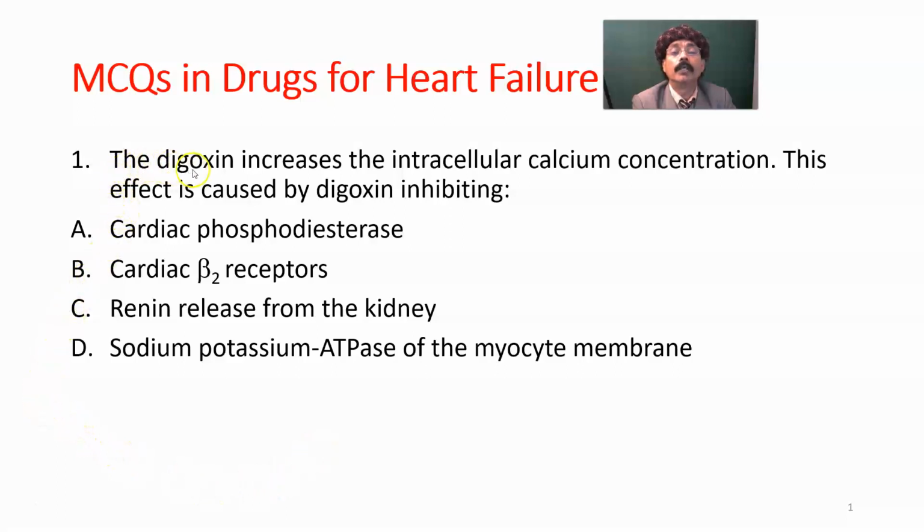Question number 1. Digoxin increases intracellular calcium concentration. This effect is caused by digoxin inhibiting: A. Cardiac phosphodiesterase, B. Cardiac beta-2 receptors, C. Renin release from the kidney, D. Sodium-potassium ATPase of the myocyte membrane. The answer is D. Sodium-potassium ATPase of the myocyte membrane.